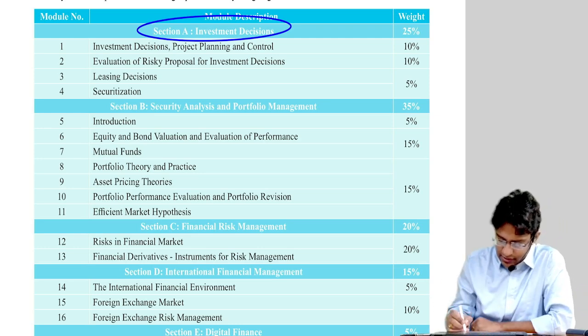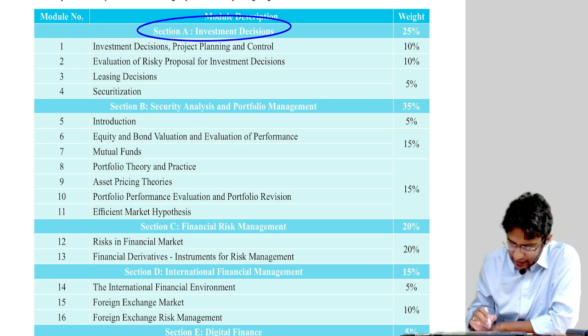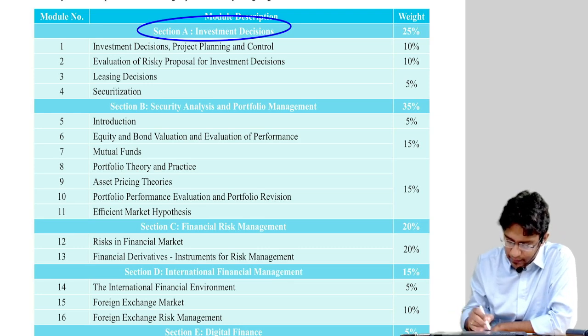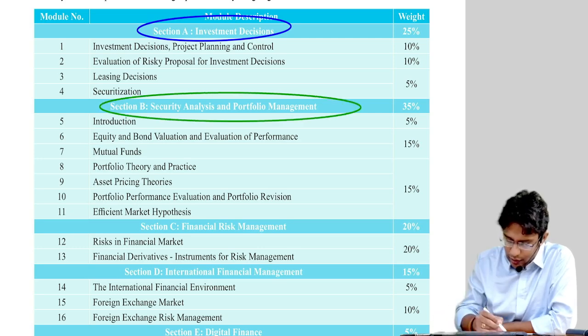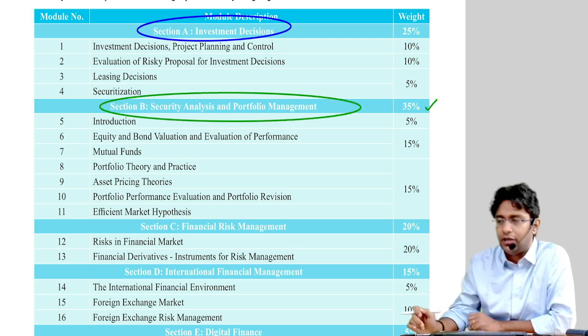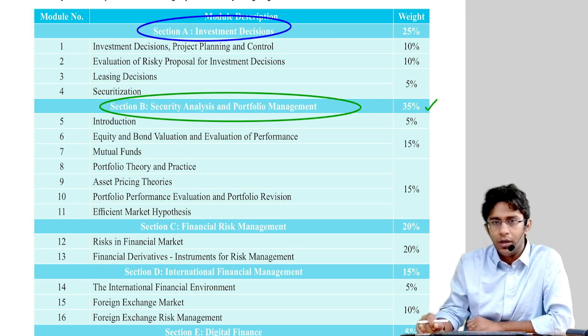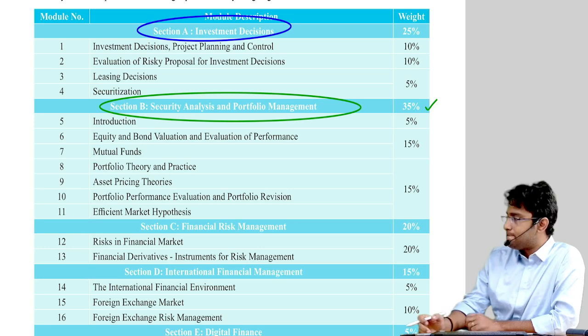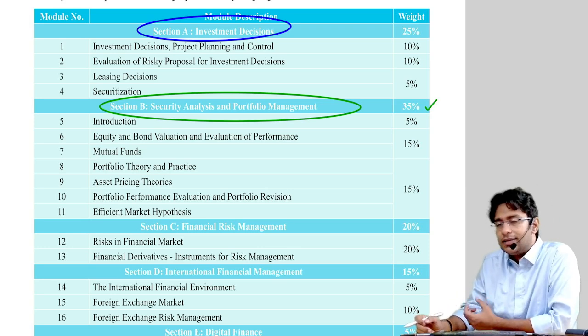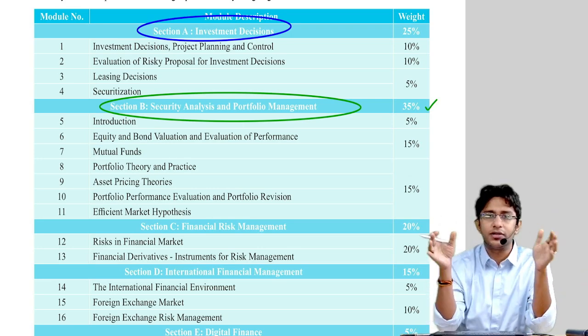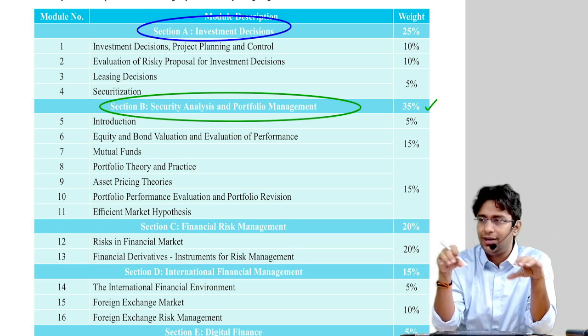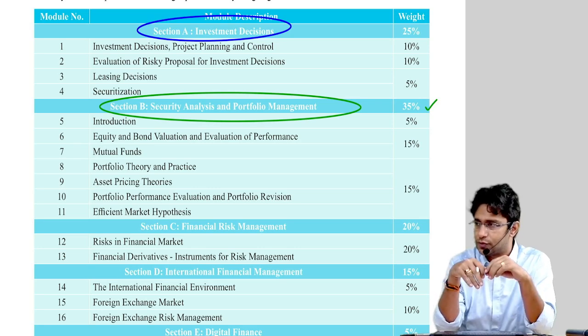So, investment decisions is one thing. The second is security analysis and portfolio management. Now, this is one section. You can look at the weightage of the marks also. The weightage is 35%. And looking at the weightage, you can easily guess the coverage of this particular section is the most elaborate one. It will take a lot of time to finish this also.